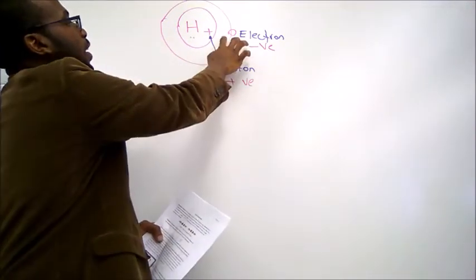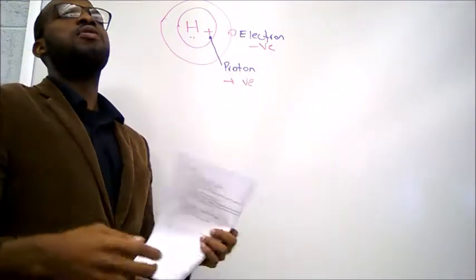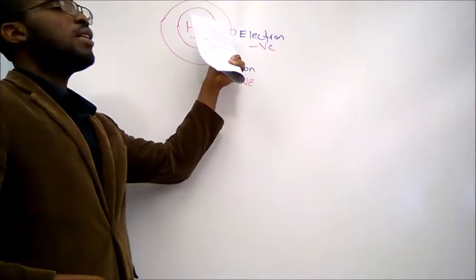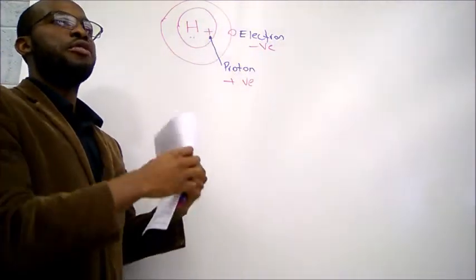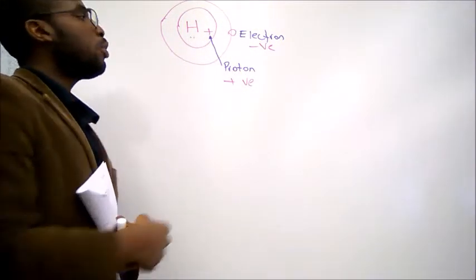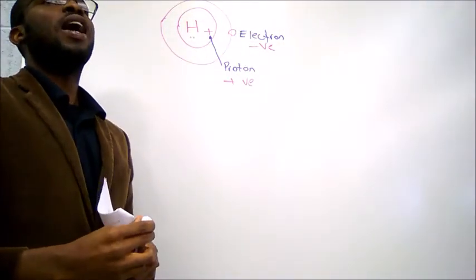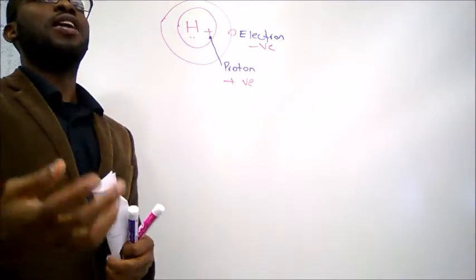What if this electron gains some energy, could be through heat or through some other means? What if it gains some energy and decides, I'm leaving this atom, I can break free? What will happen? What do we call this if it loses one electron? Ion. Yes, we call it a hydrogen ion.